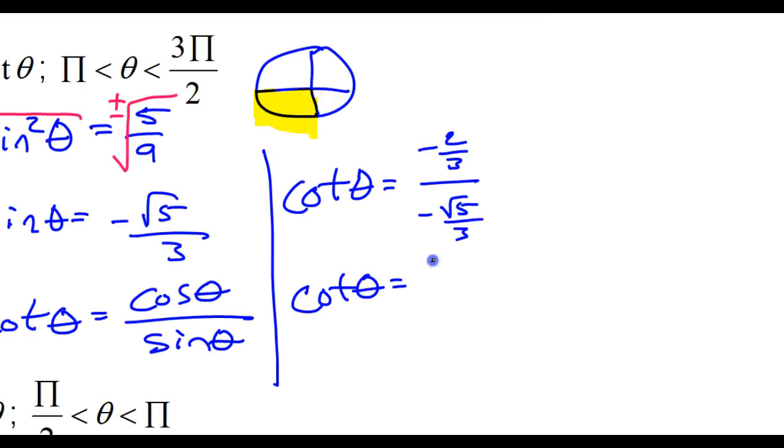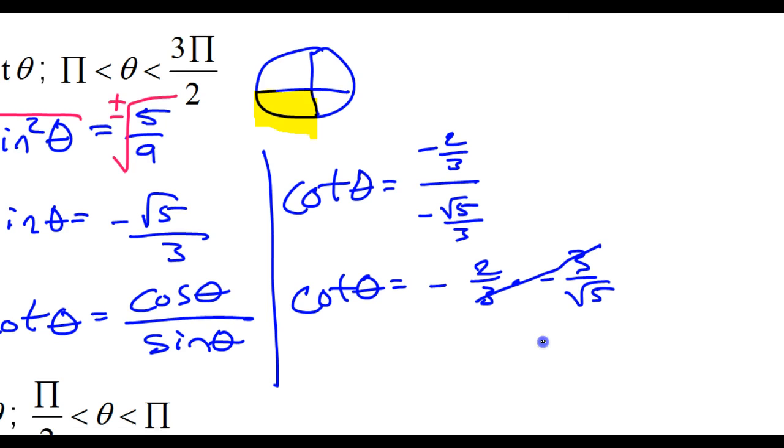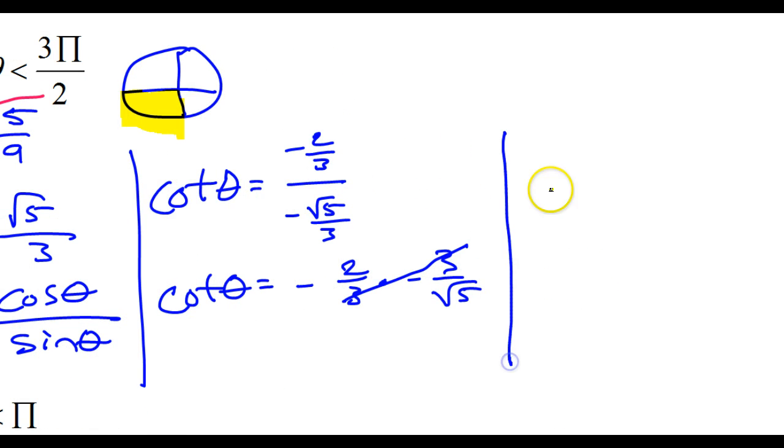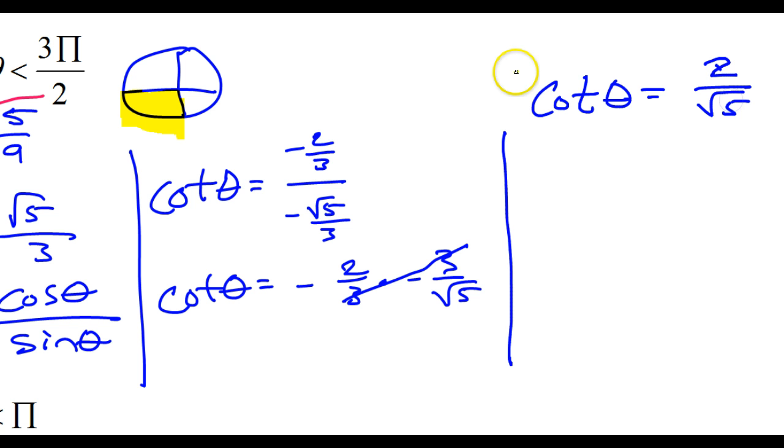And the way you divide with fractions is you multiply by the reciprocal. So that's negative 2/3 times negative 3 over radical 5. Reciprocal. So these 3's are going to cancel, and negative times negative is a positive. So that means I've got the cotangent of theta is equal to 2 over radical 5.